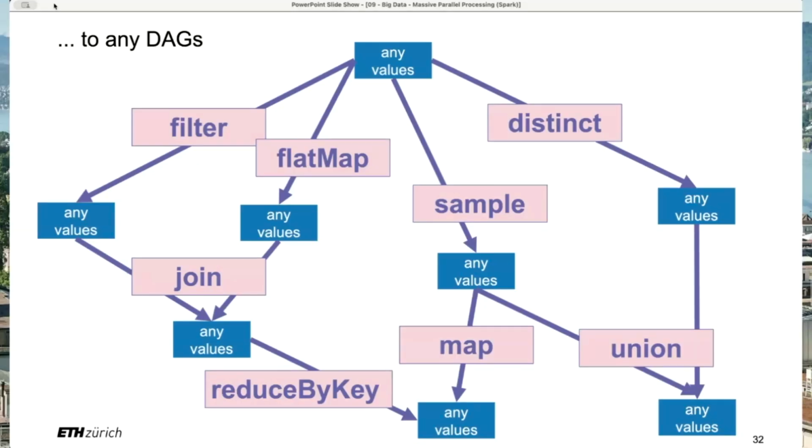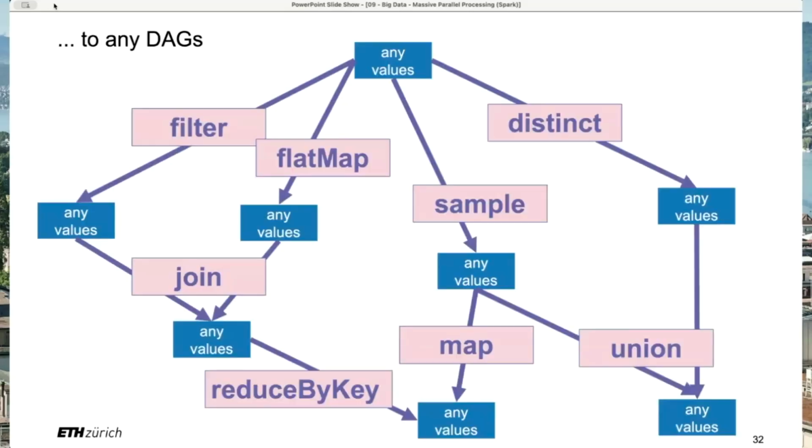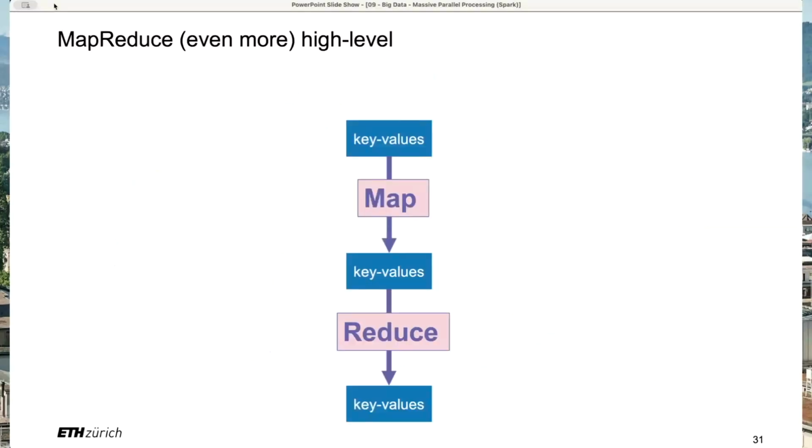And the third difference? Yes? Exactly, many more operations. So here it's just map and reduce, exactly in that order. But here you have filter, flat map, distinct, sample, join, reduce by key, map, union. So the menu is much more diverse than in MapReduce, right? They are called transformations, all these things, but I'll drive you through it, okay?